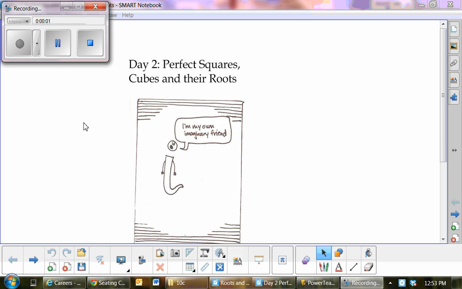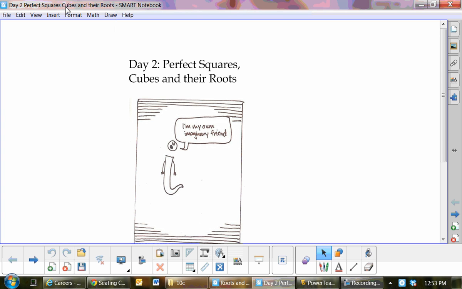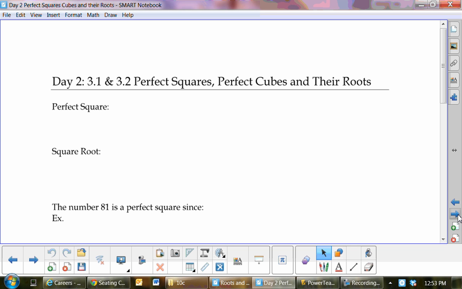Working with perfect squares and perfect cubes. Now, anybody know, just from being around on this planet, what a perfect square is? Put up your hand and let me know. What do you think a perfect square is? Try it out. Where both sides or all sides are equal.